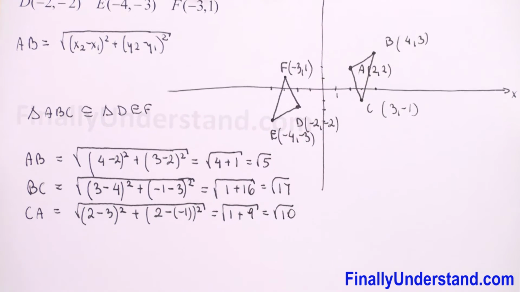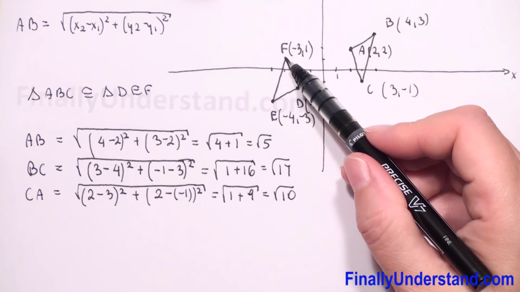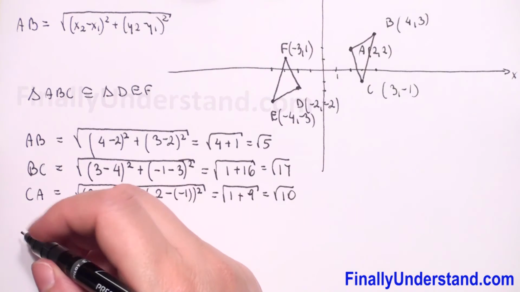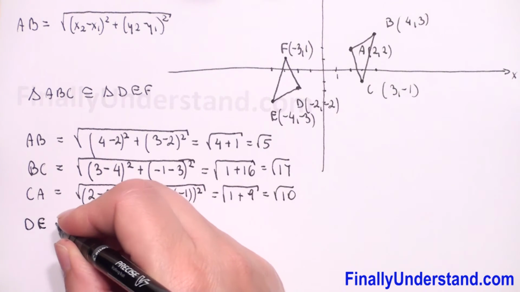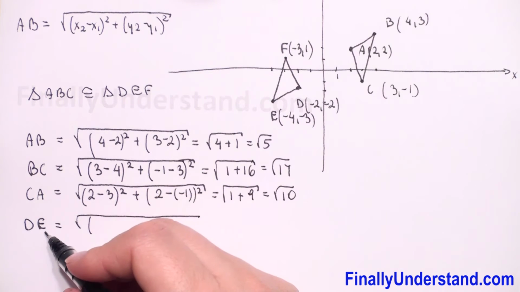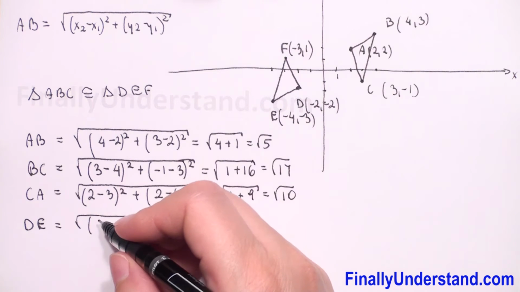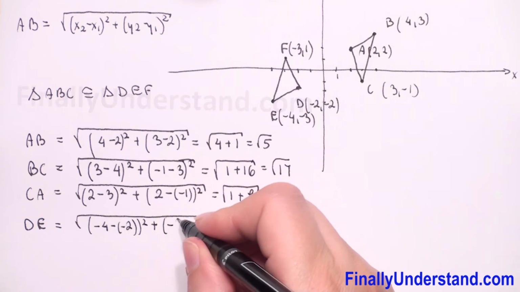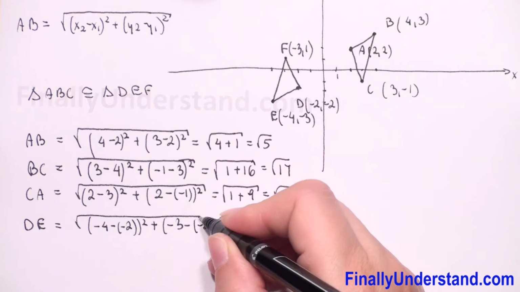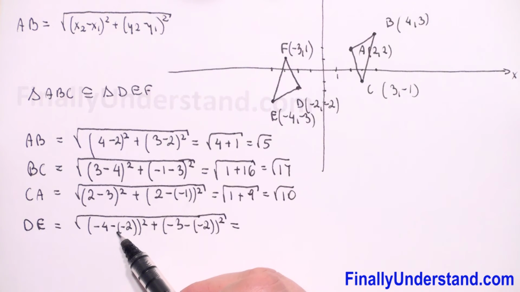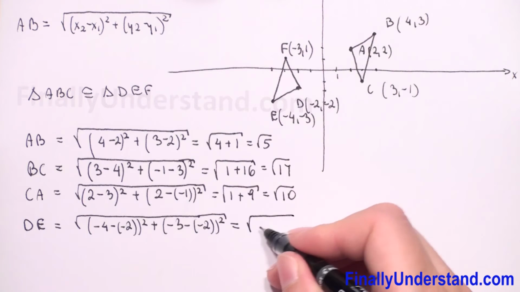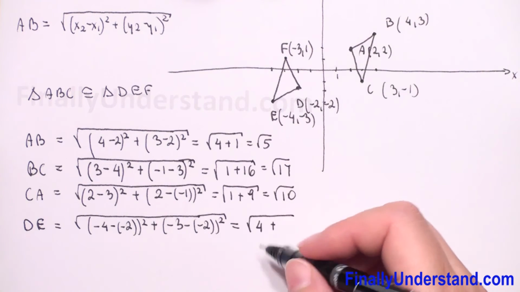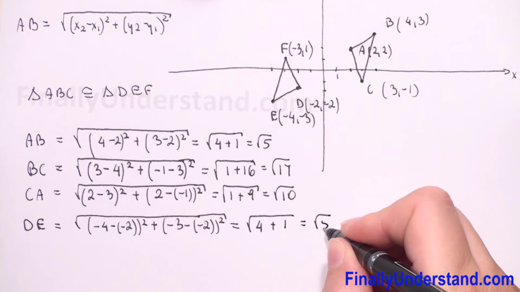Next, we have to find the distance between DE, EF and FD points. So first we have DE, which will be the square root of: E is the second point, D is first, so we have (negative 4 minus negative 2) to the second power plus (negative 3 minus negative 2) to the second power. So this is equal to, negative and negative give me positive, negative 4 plus 2 is negative 2, to the second power is 4, plus negative 3 plus 2 is negative 1, to the second power is 1, so this is the square root of 5.